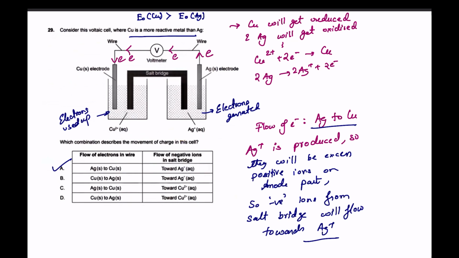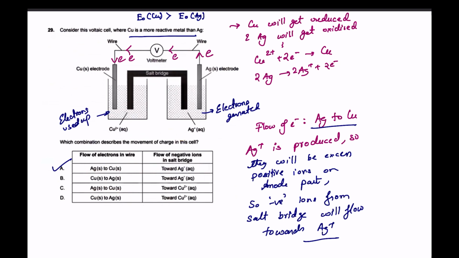So Ag getting converted to Ag plus and electrons. This reaction generates electrons. So in this half, electrons will be generated. And Cu is using up electrons. So electrons get used up here. So basically electrons are formed at the Ag electrode and they move to the copper electrode. So flow of electrons is from Ag to copper. Either option A or C might be correct.